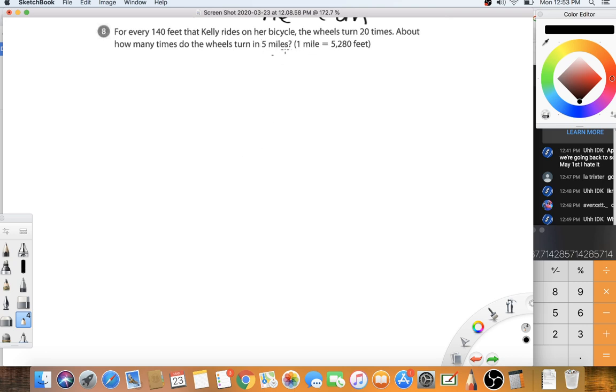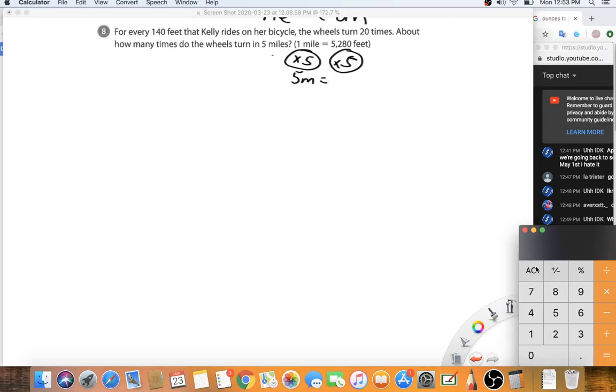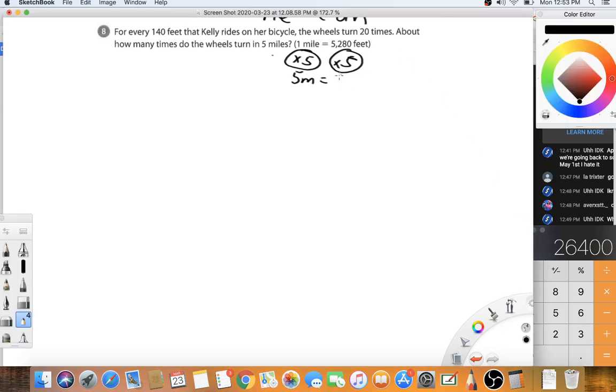So we need to find out how many times these wheels turn in 5 miles. We have the ratio of 1 mile to feet here. So let's just go ahead and say, okay, from 1 mile to 5 miles, I multiply that by 5. So I need to do it to both sides. And this 5 miles will tell me how many feet in total it is. I'll save you time, so I'll do it with the calculator. 5280 times 5 gives me 26,400. That's how many feet we need to find how many times this wheel turns.